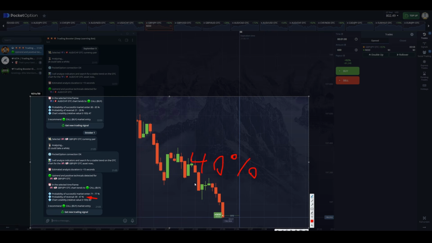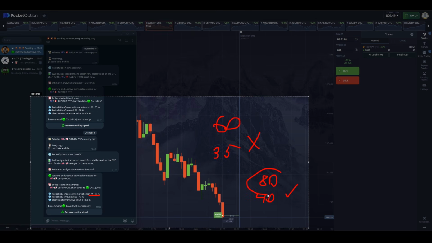So, 40% is basically the maximum. Again, if you're not sure about the trade, if you're not confident in these initial percentages, in the probability of a successful entry. If you see a situation where the first percentage is, say, 60% and the second is 35%, then that's a trade you can skip. If you see that the first percentage is 80 and the second is 40, then you can make money here. So, focus on the first number first. If you're unsure about it, then move on to the second one.